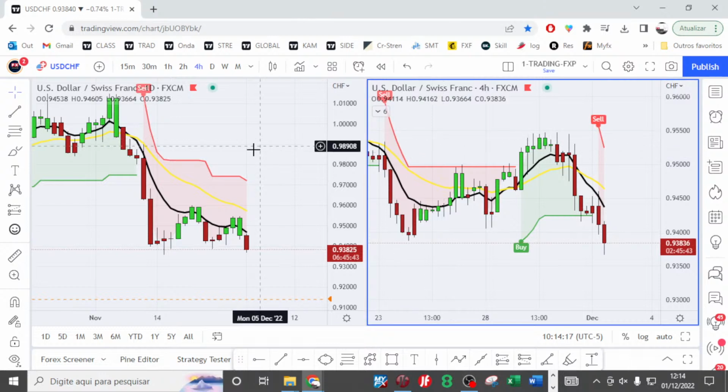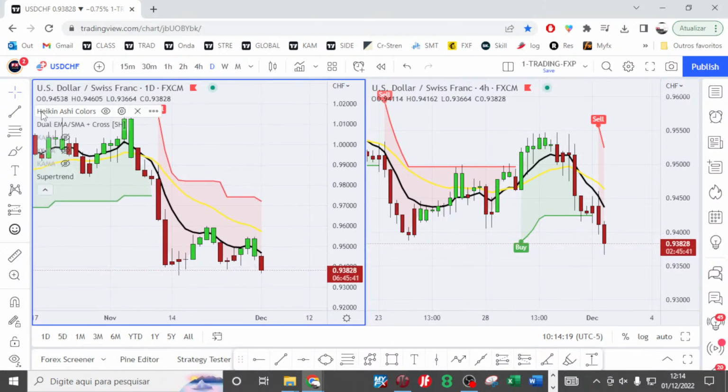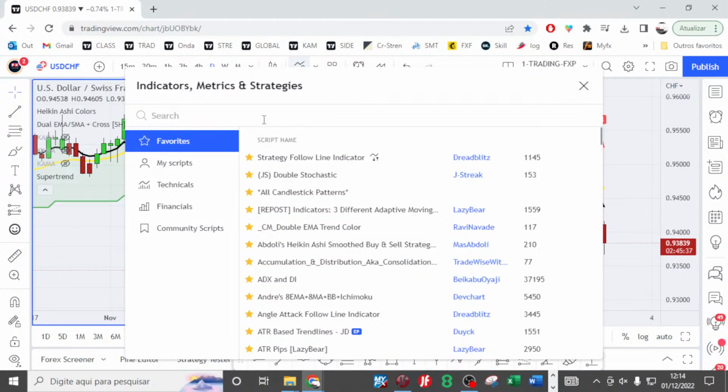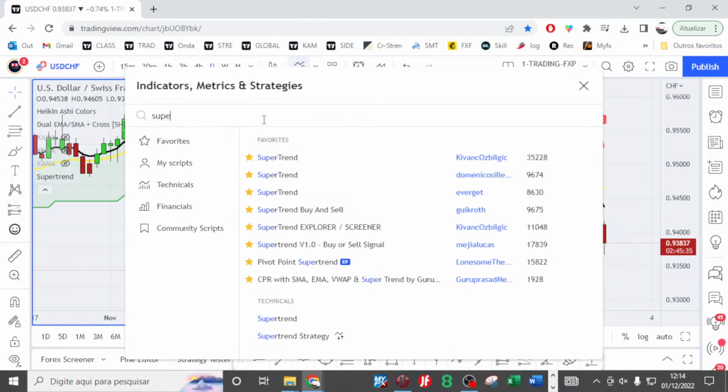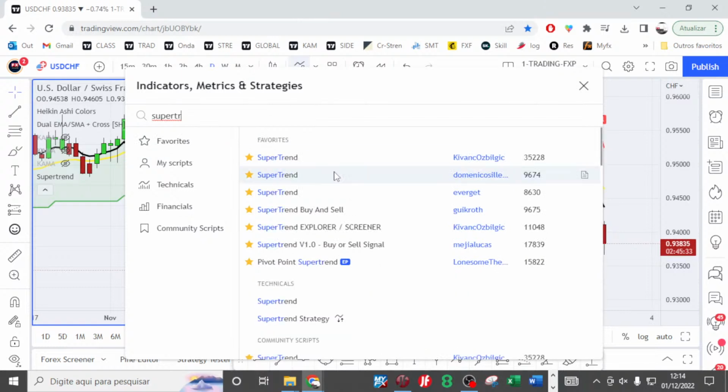So this is from TradingView with the indicator called Super Trend, everybody. You go on TradingView and you just click Super Trend. It's Kivanzozgbla, I don't even know how to pronounce the name. So it's this one. Then you have Domenico Sile Everget, but this one has 35,000 downloads, so I believe this is the best one.